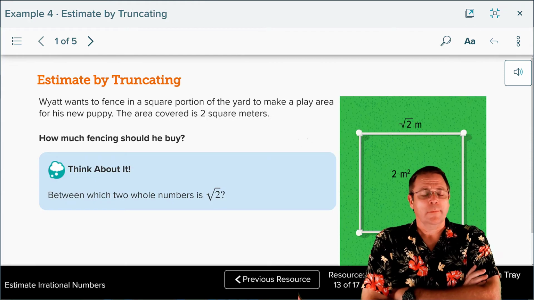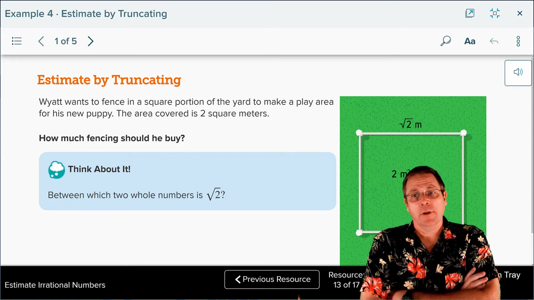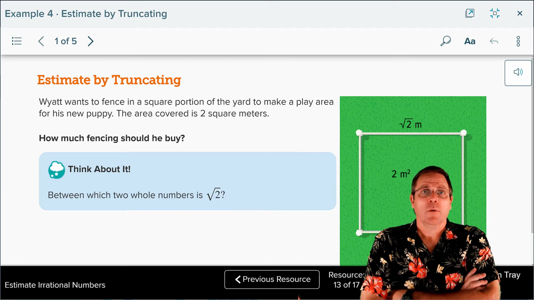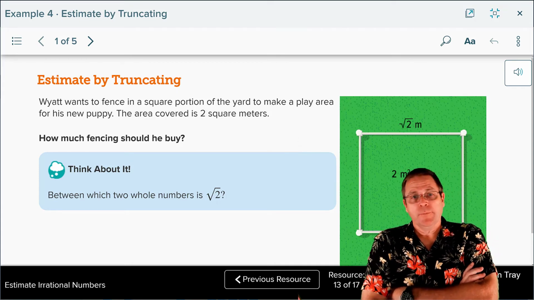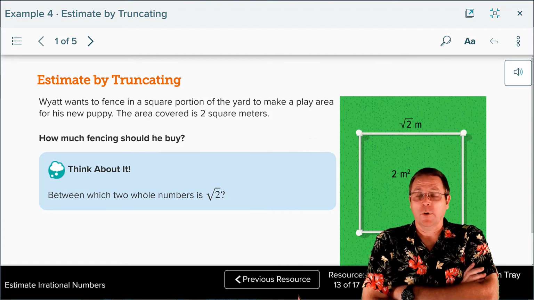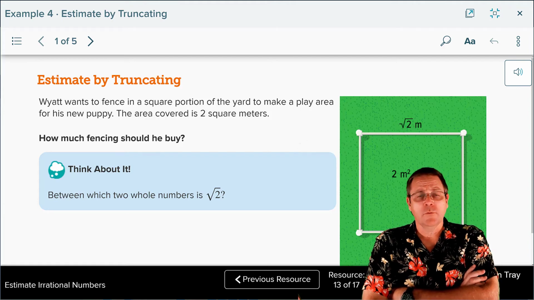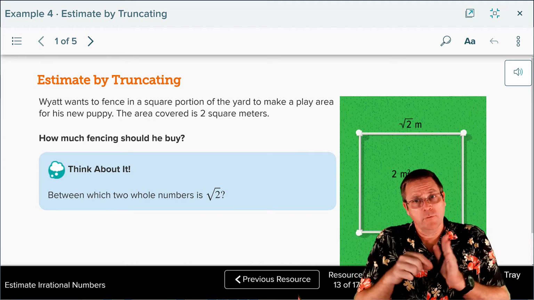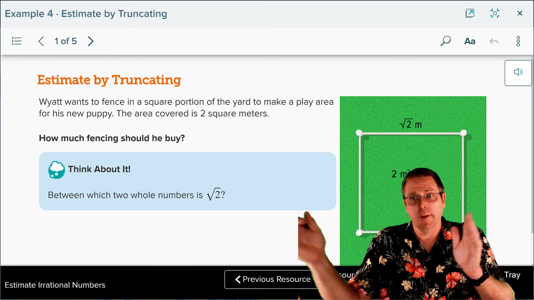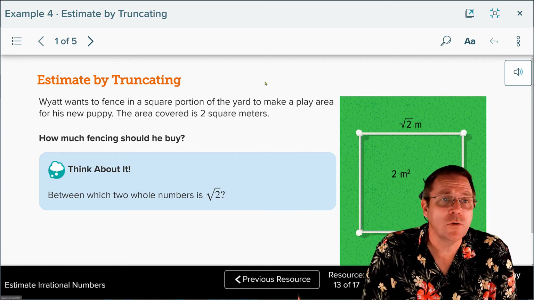For example 4, Wyatt wants to fence a square portion of his yard to make a play area for his new puppy. The area covered is 2 square meters, which really isn't a whole heck of a lot of area for a puppy to play in. So we're going to say, great, 2 square meters. That means that each side is going to be the square root of 2. Because remember, area of a square, side times side, is equal to the area. So to get from the area back down to the side, you just take the square root.